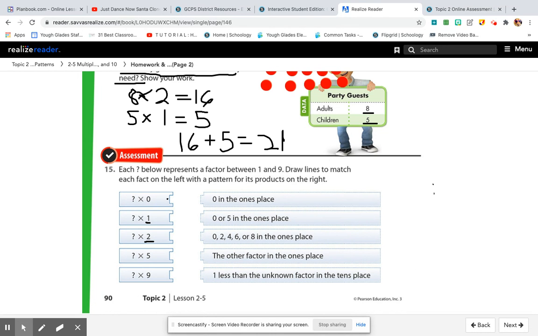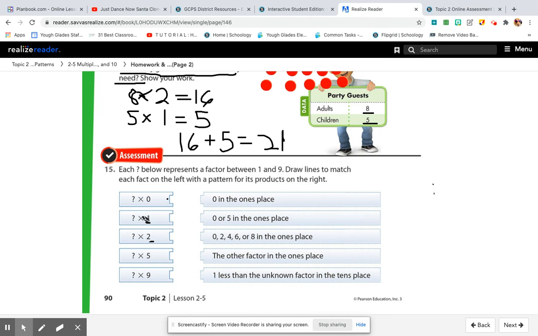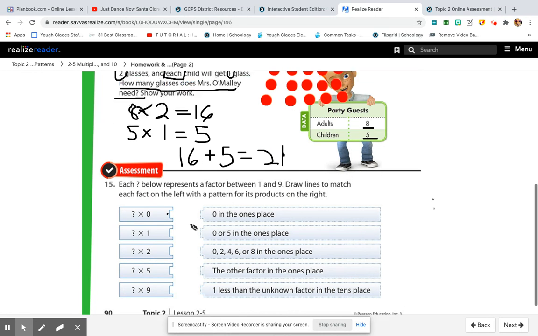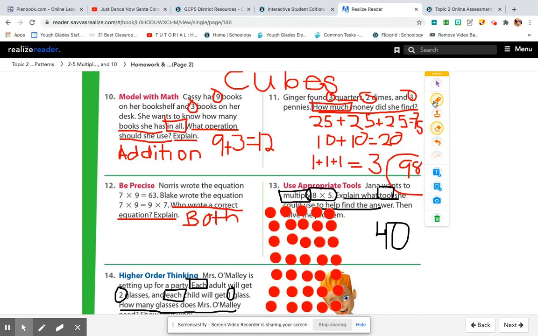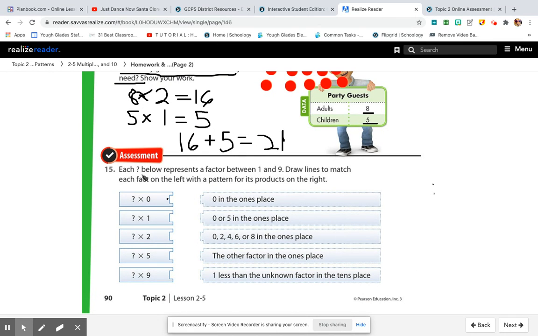So this one's a fun one because it's like a puzzle. So for this one, you have to know what those question marks mean. Those are unknowns. Let's read. Each unknown below represents a factor between 1 and 9. So any of these question marks or unknowns can be a factor of 1 and 9. Draw lines to match each fact on the left with the pattern and its products on the right. Pattern.